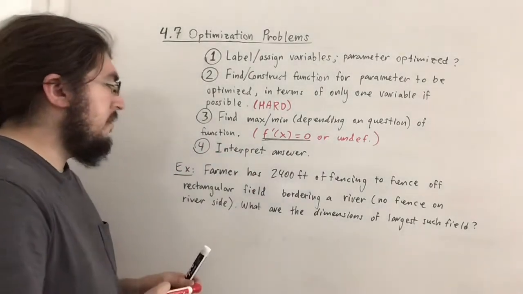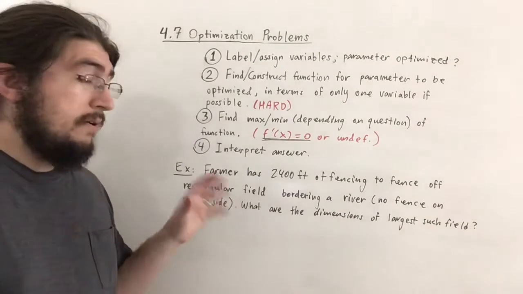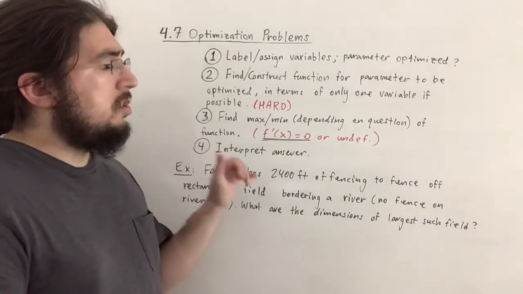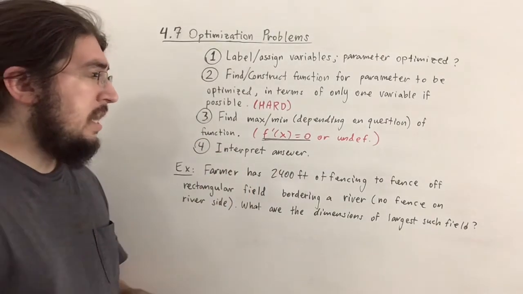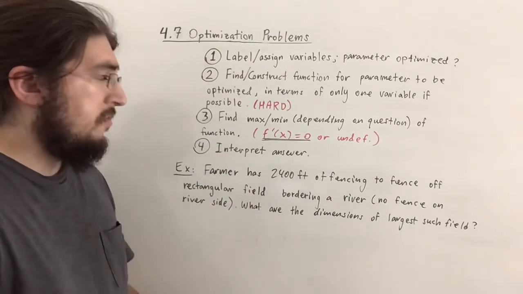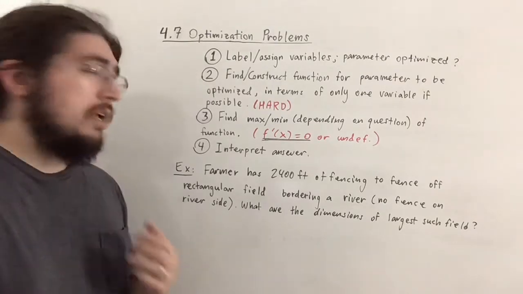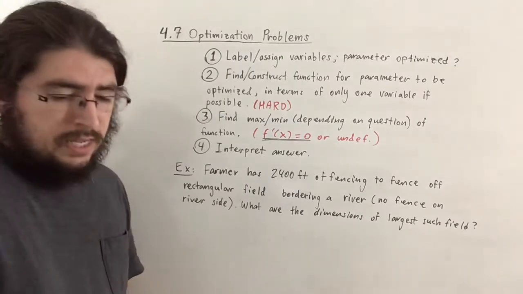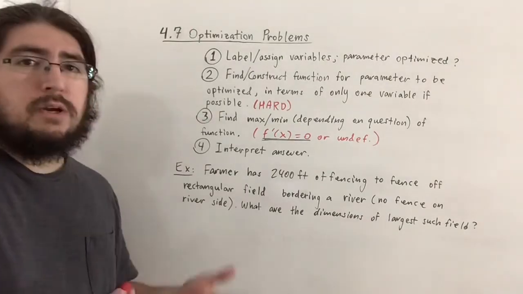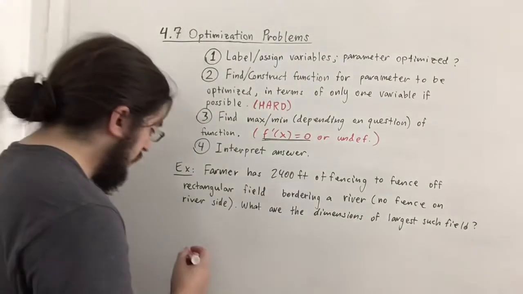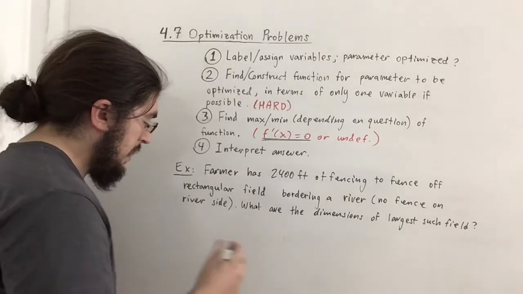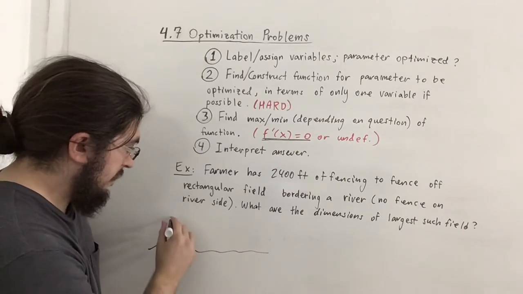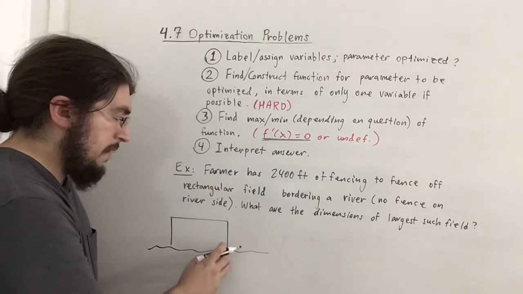So here, for this example, it's a pretty standard problem for introducing this material. A farmer has 2,400 feet of fencing to fence off a rectangular field bordering a river. No fence on the riverside is required, and we want to know what are the dimensions of the largest such field. Of course, getting a picture going never hurts, so I'm going to try to do that the best I can. So basically we have a river, and then we have a rectangular area like this.